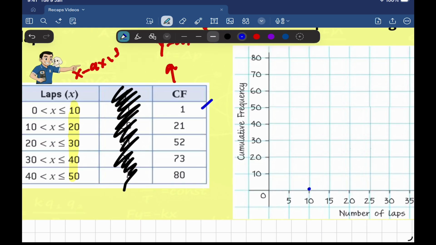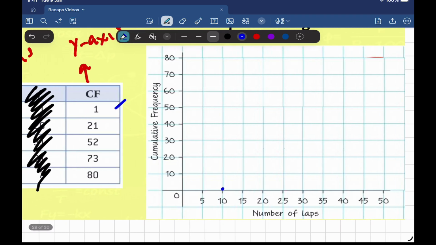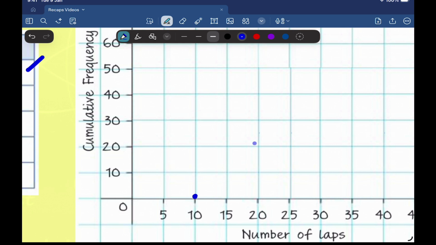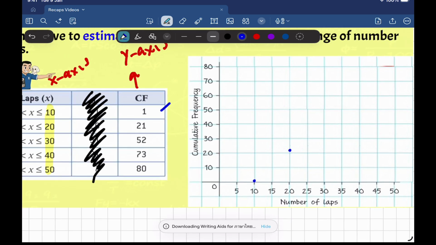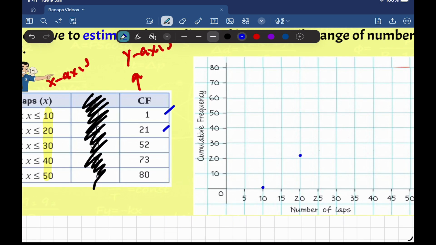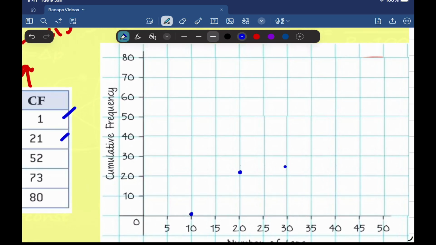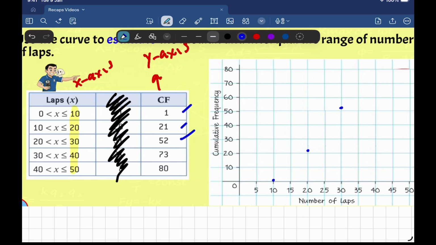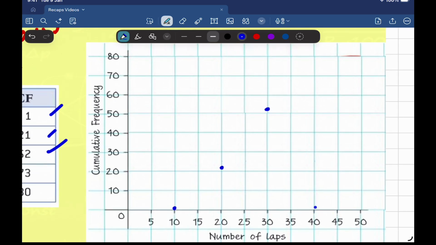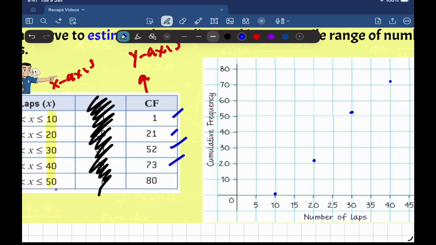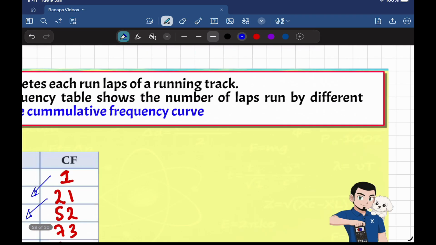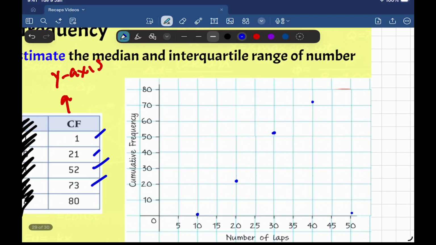The next one is 20, between 10 and 20. We are going to use a 20. 20 and 21, this is the next point, here. We have the second point. Then 30 and 52, maybe here. We have the third one. Then 40 and 73. 40 is here and 73 maybe here. And the last one, 50 with 80. So we have here 50, then we have 80.